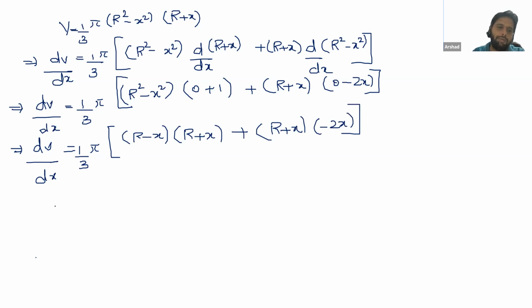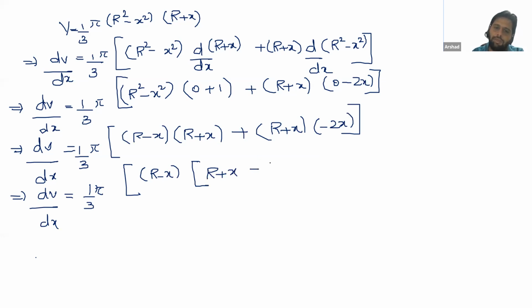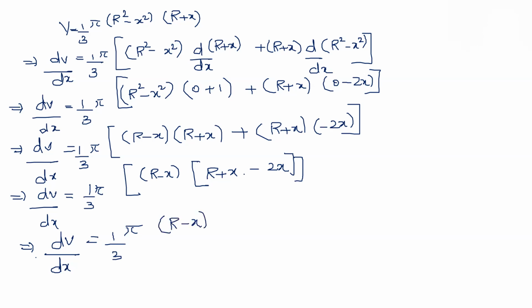So it is better to take out common at this stage. Otherwise, at the later stage, we need to factorize the complete function. So take out common r minus x. So what you will get here? Here you will get r plus x and minus 2x. So dv by dx is equal to 1 by 3 pi. And here you will get r minus x, and r plus x is common, right?